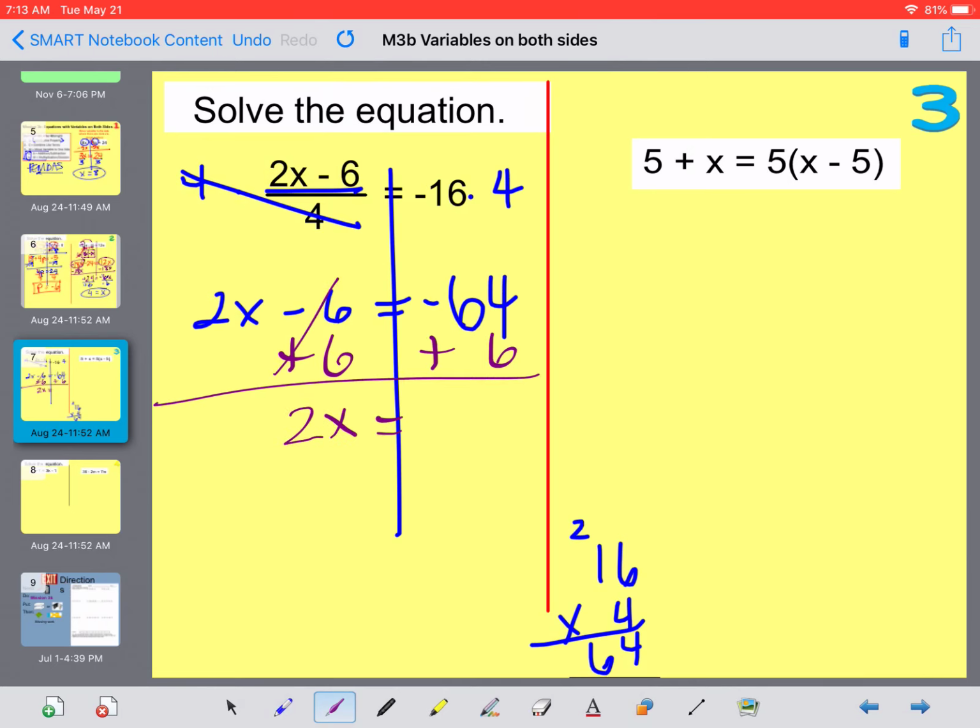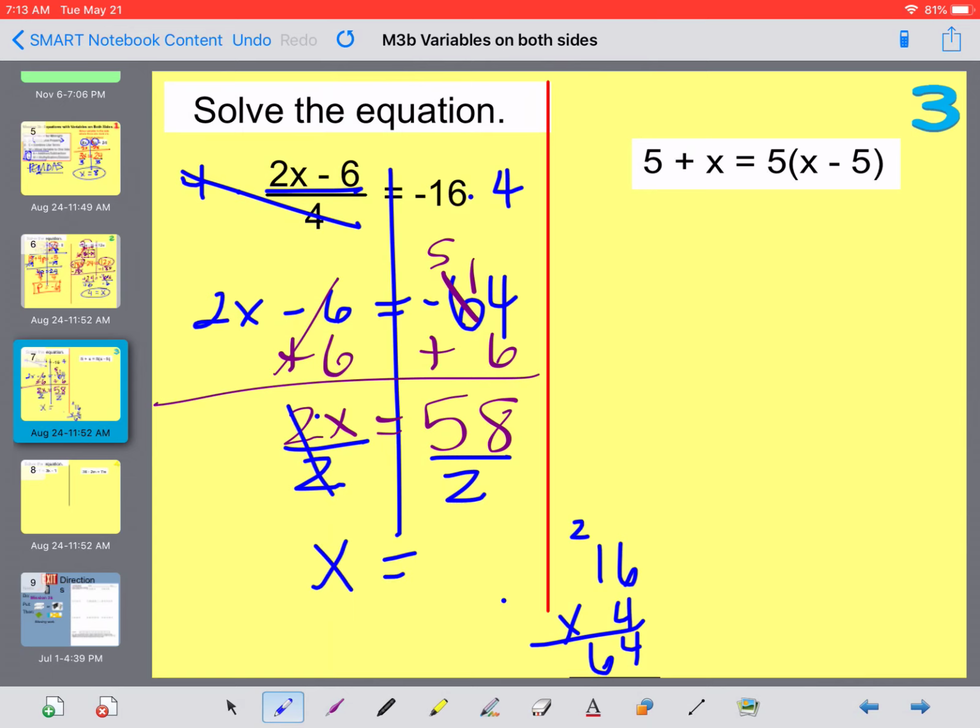2x equal to, different signs subtract, 64 minus 6. I'm going to borrow, 8, should be 58. And then the opposite of multiply here is divide by 2. Well, 50 divided by 2 is 25. 8 divided by 2 is 4. So we really have 25, and 4 more is 29. If you don't believe me on that, you can plug that in your calculator.